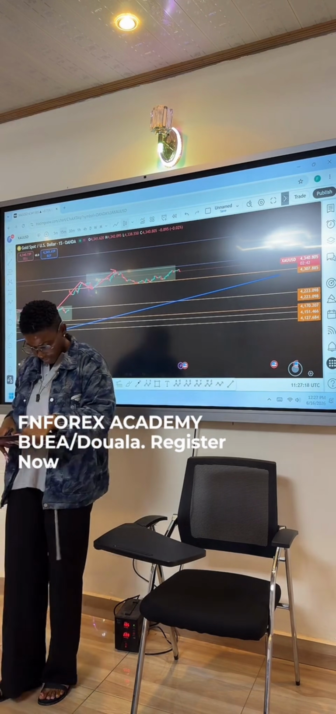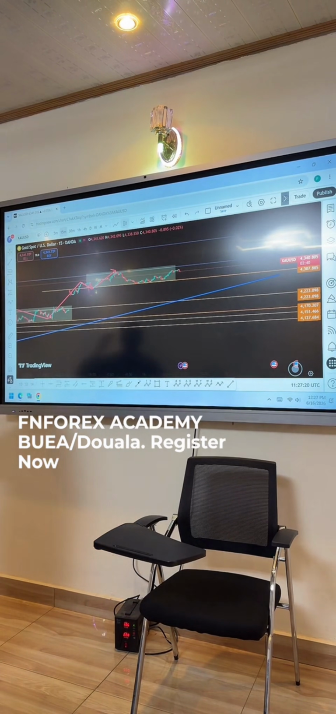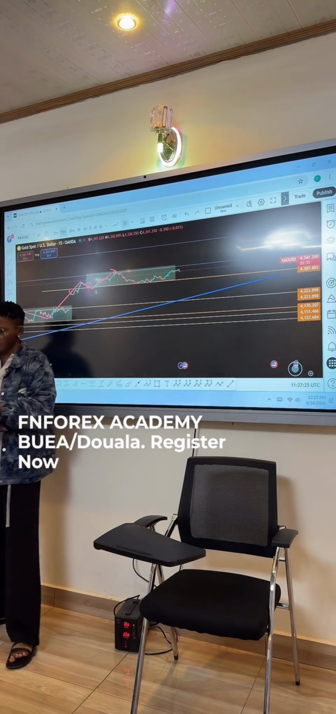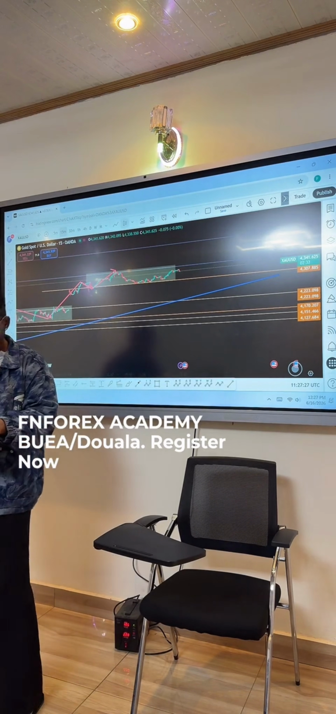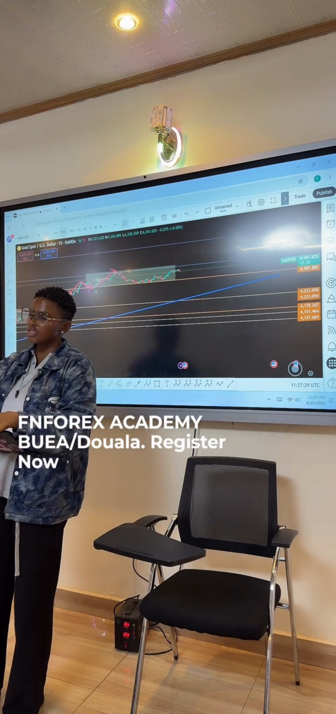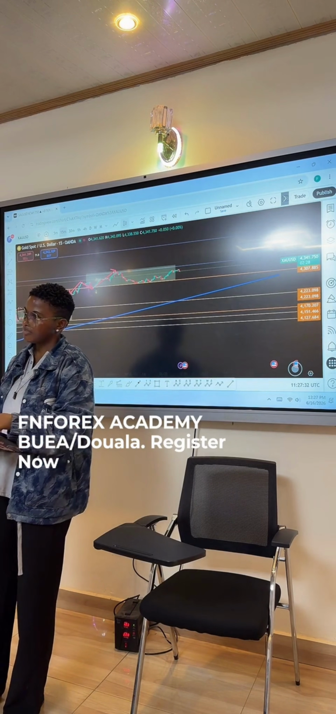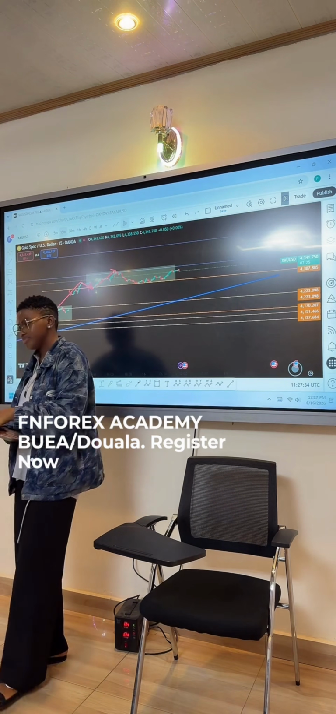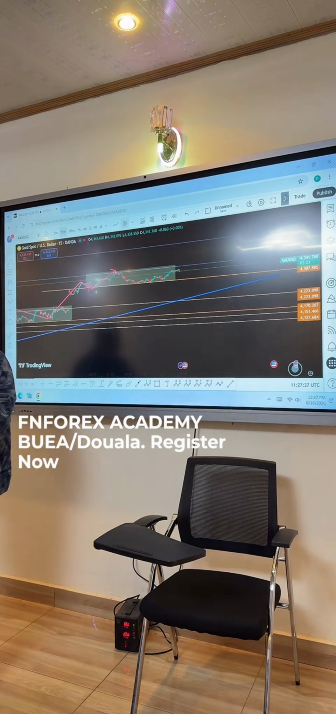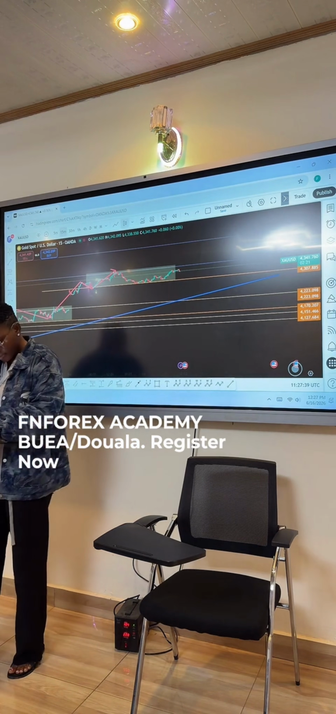Clinton, what does a trend line breakout indicate? The change in the trend direction. Exactly. So when the trend changes, should we just enter? Why? Wait for a retest. Okay, this one is five questions.